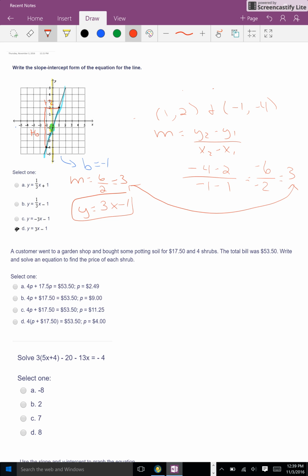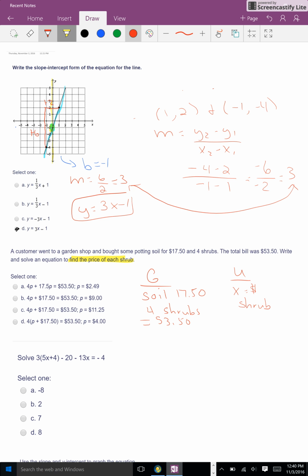Now for the second problem, the customer went to the garden shop, bought some soil or dirt for $17.50, 4 shrubs, and then spent a total of $53.50. Now the unknown is always located near the end, or at least for the most part, and it says find the price of each shrub. So that is our unknown.